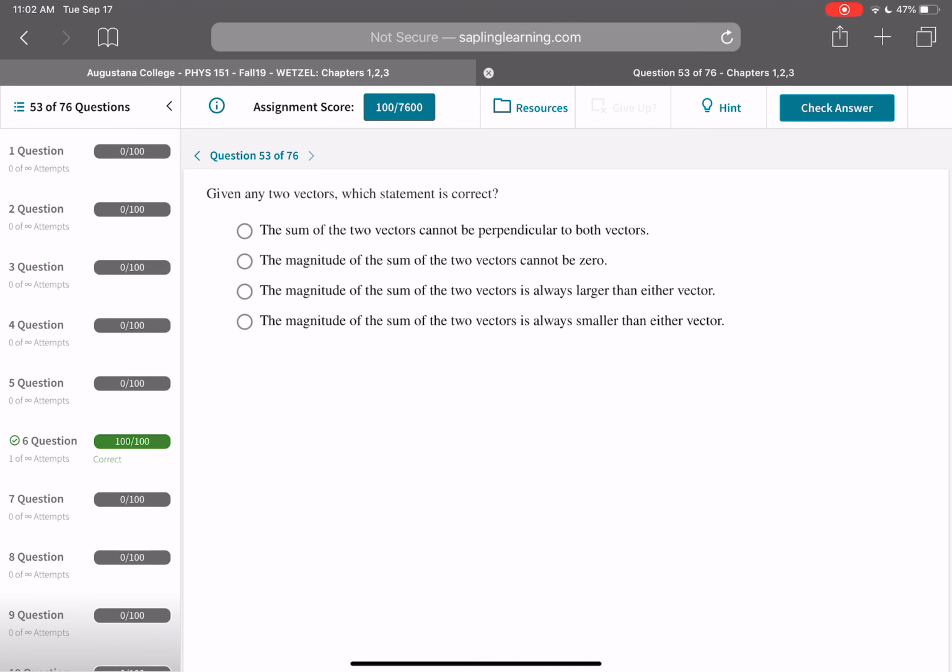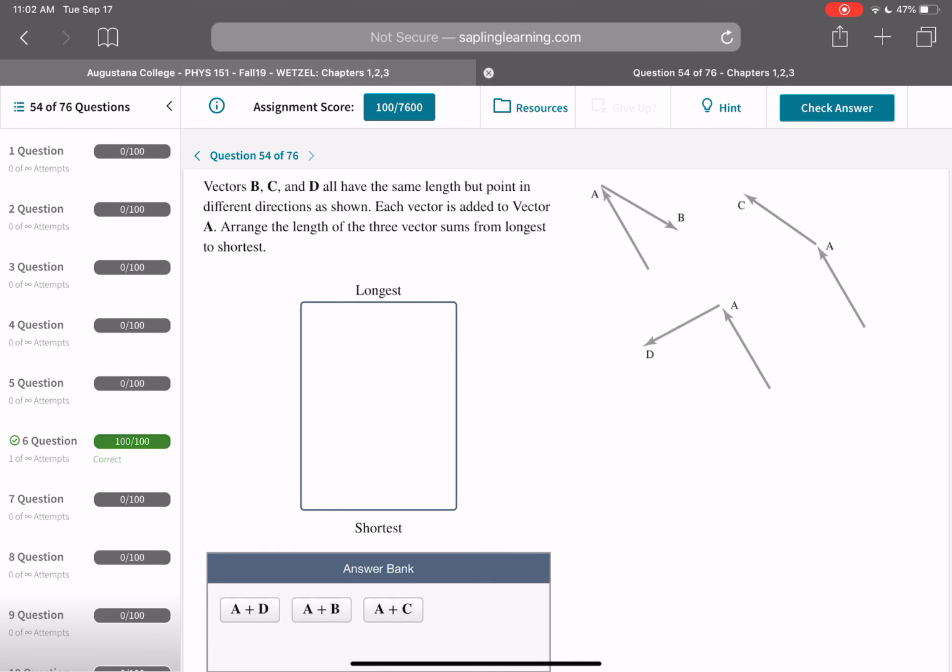Okie dokie. 53. Given any 2 vectors, which statement is correct? I don't know, just deal with that. Okay, so we've got these vectors that all have the same length but point in different directions as shown. Each vector is added to vector A. Arrange them from longest to shortest.